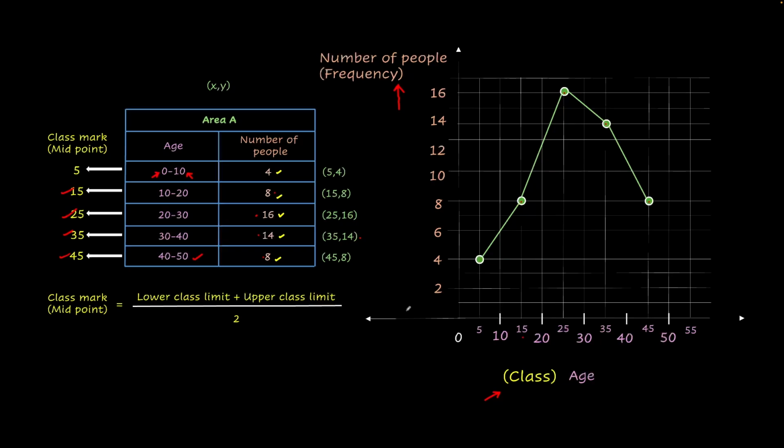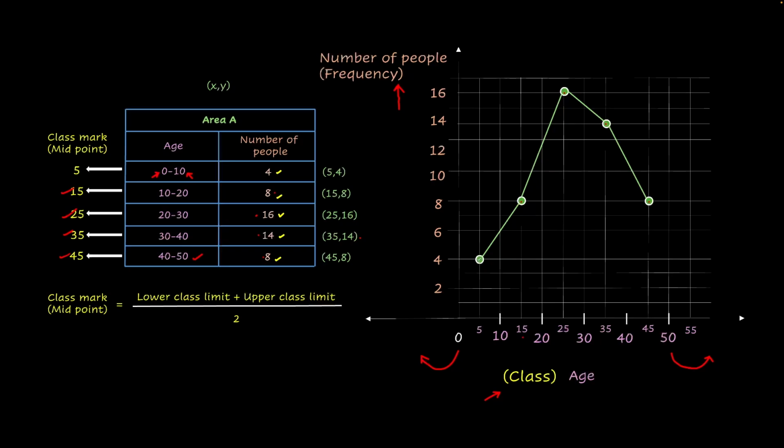But where is our polygon? The polygon is supposed to be a closed figure, right? We have to figure out a way to join it to our x-axis. The way we do that is by adding one extra interval before and after our first and last interval. So 0 is the starting and 50 is our last stage, but we need to figure out one before and one after.